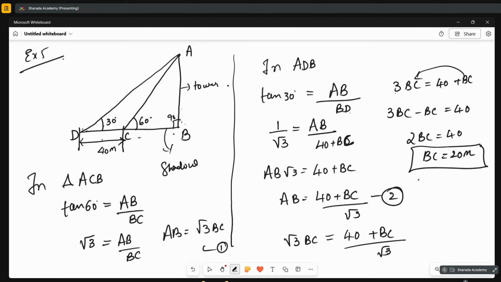Once you know BC, I can find AB. What is AB? Root 3 into 20. So AB is equal to 20 root 3 meters. Most of the questions will come like this. So both you will be equating into something. Both you are trying to get to the AB. AB is equal to that, equate it, you will get the answer. That's all. Now you understood.